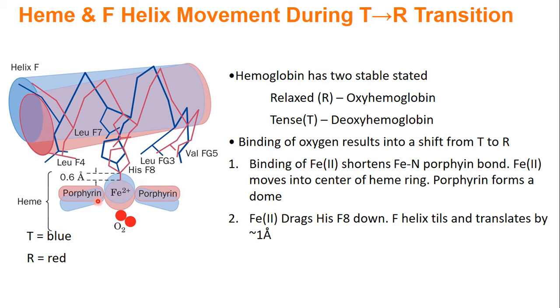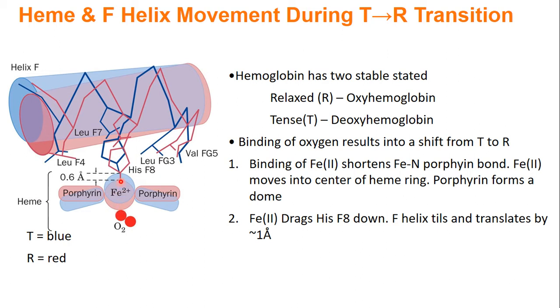In this image, blue is going to be your tense state, like blue blood. Red is going to be your relaxed state, so your oxygenated blood. So what happens when O2 binds? First, this iron is being pulled down. If you look at the iron from blue to red, it is pulling down towards the oxygen because you have a polar negative charge and a cation interacting, so they want to come closer.